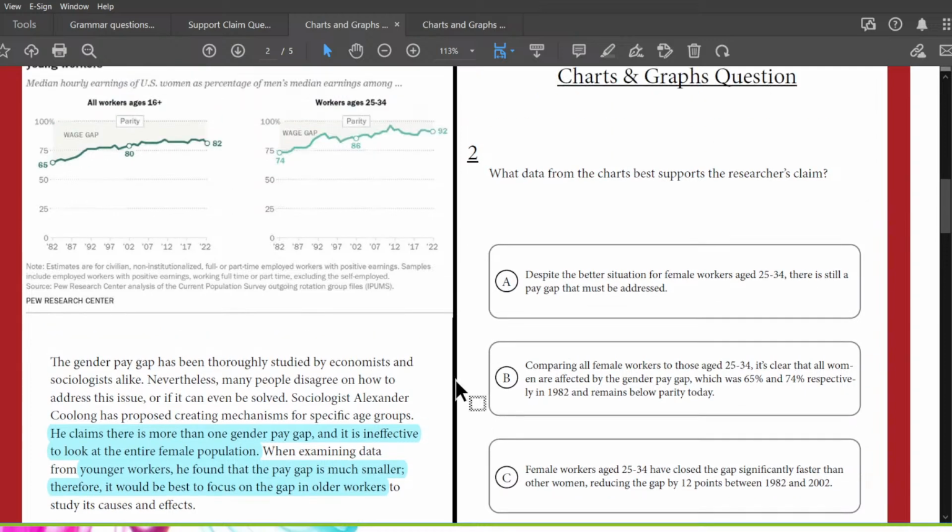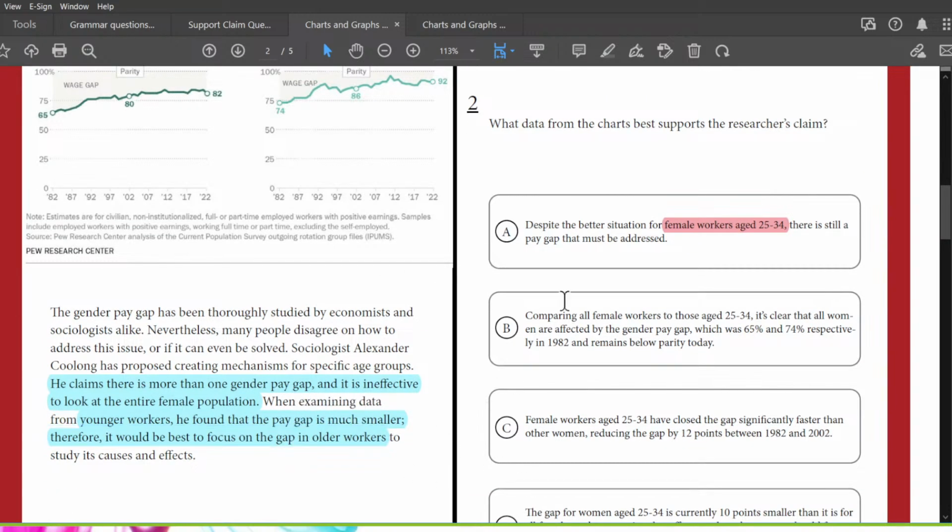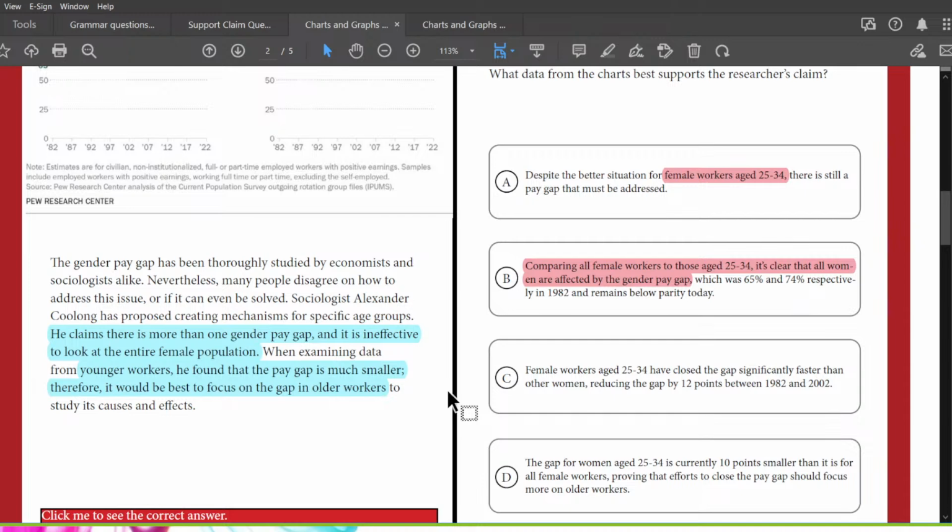Let's take a look at these answers. Despite the better situation for female workers aged 25 to 34, there's still a pay gap. Okay, but that's not what he wants. He's saying that we should focus on older workers. So that doesn't make sense. It doesn't talk about older workers. All right, comparing all female workers to those aged 25 to 34, it's clear that all women are affected by the... Okay, again, this is going to be wrong because it's not focusing on the group he's trying to talk about. It's talking about all women, which is precisely what he said not to do. He's telling you to look at older groups to really understand where the problem is.